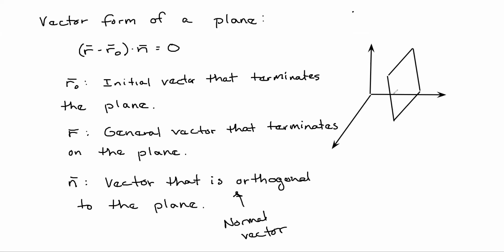Okay, so this represents the plane. Of course, this extends in every direction infinitely. I'm just drawing a portion of the plane. Okay, and let's go ahead and put some stuff on here. So we'll say that point is where R naught terminates, and we'll say this point is where R terminates. Okay, so that's R, and that's R naught.